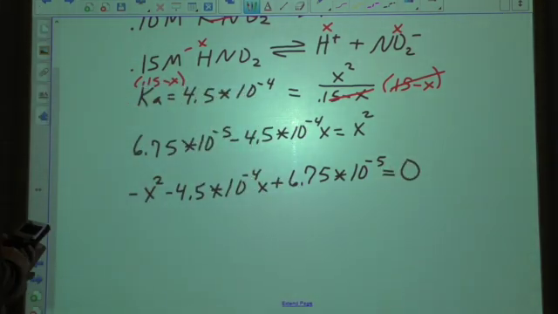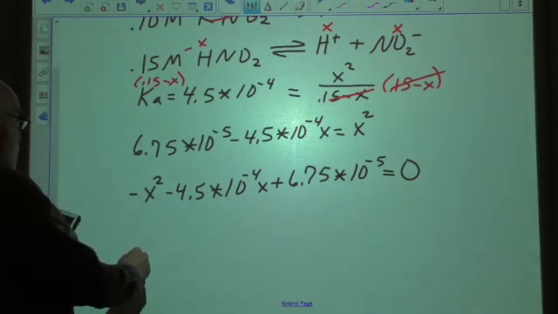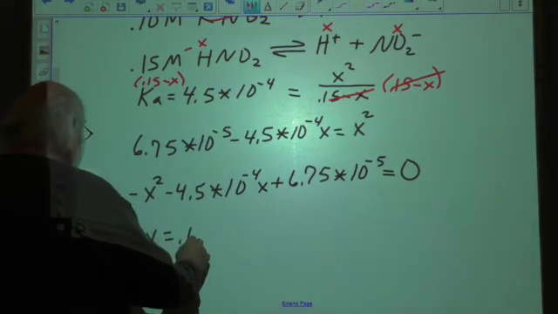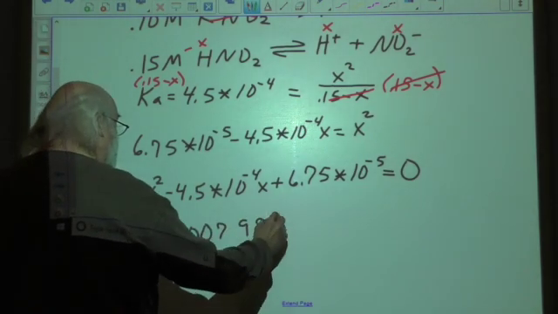So now, go to the quadratic formula. Negative 1 for A, negative 4.5 E negative 4 for B, and 6.75 E negative 5 for C, and the positive value you get for X here is 0.00799 moles per liter.